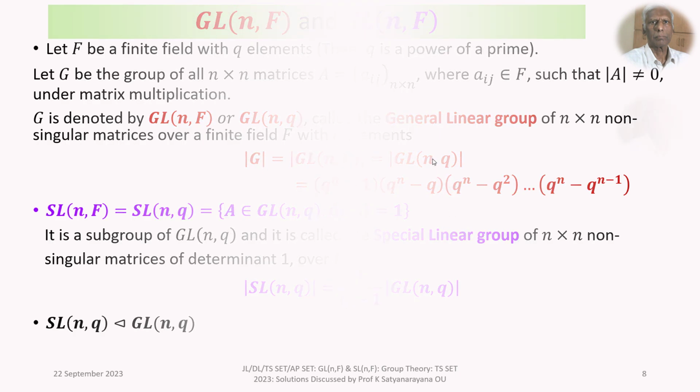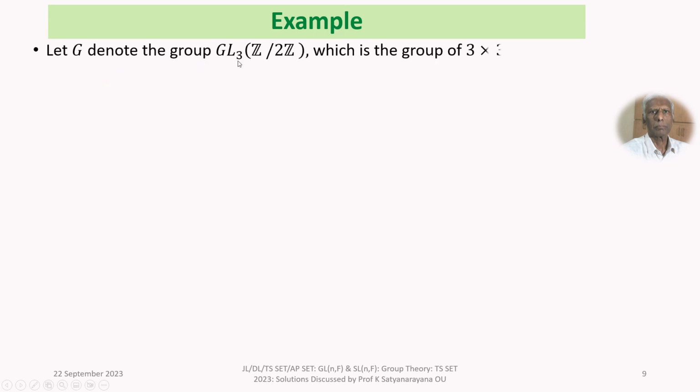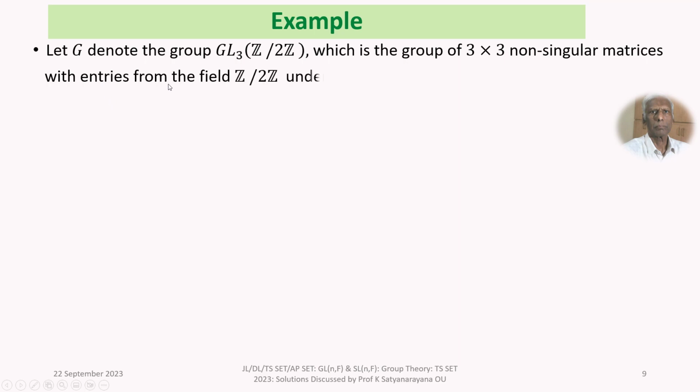Agreed. We are going to show you an example. In this example, let G denote the group GL3 of Z by 2Z. Z by 2Z means Z2, that is Zp with p equal to 2, whose entries are 0 and 1, with addition modulo 2 and multiplication modulo 2. This is the group of 3 by 3 non-singular matrices with entries from Z by 2Z, that is Z2, under matrix multiplication. So that means this is GL(3,2) only.